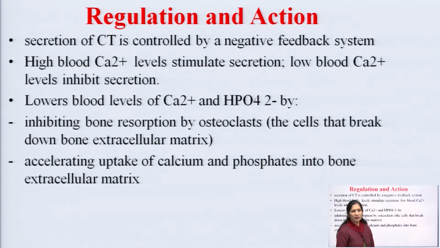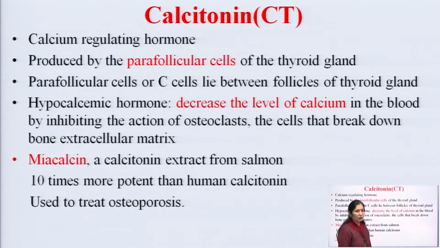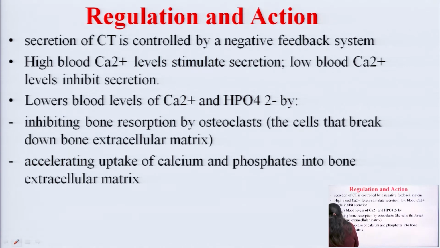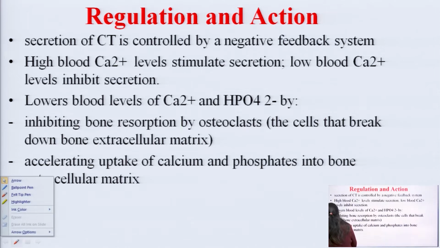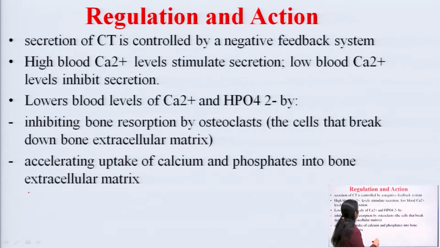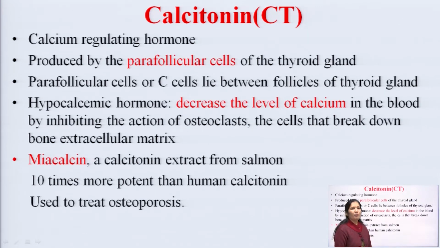So, parafollicular cells of the thyroid gland secrete calcitonin. Parafollicular cells, or C cells, lie between the follicles of the thyroid gland, as I have told you, and it is a hypocalcemic hormone, that is, it decreases the level of calcium in blood.